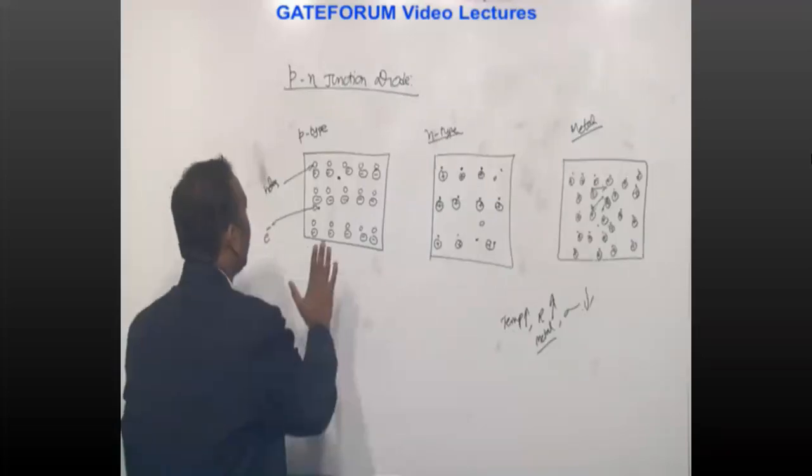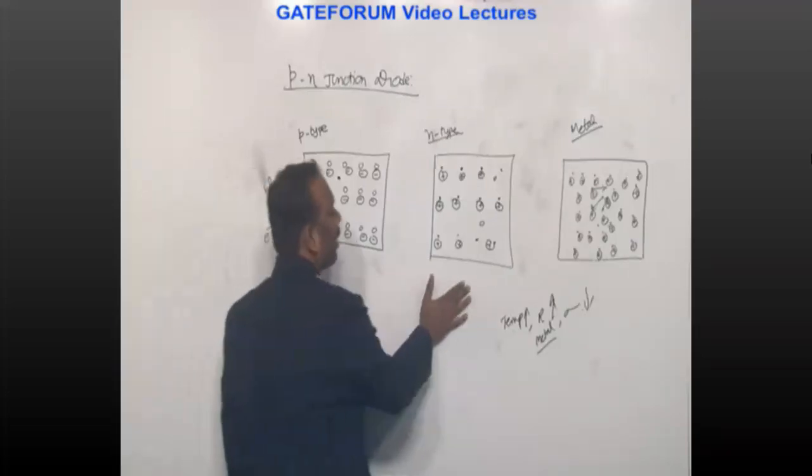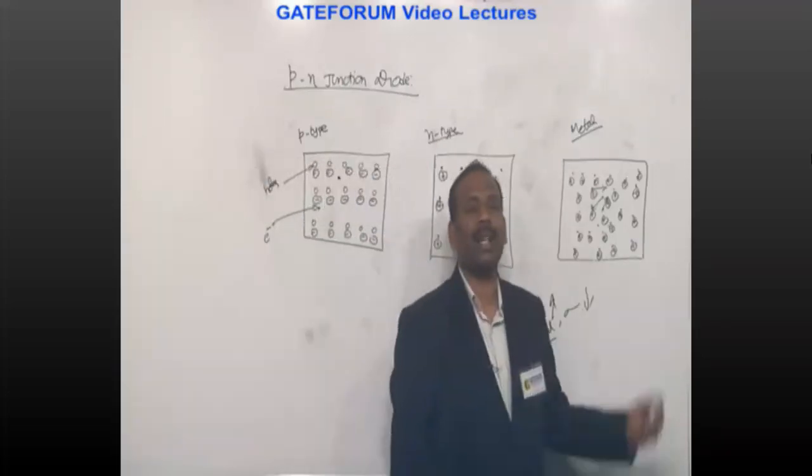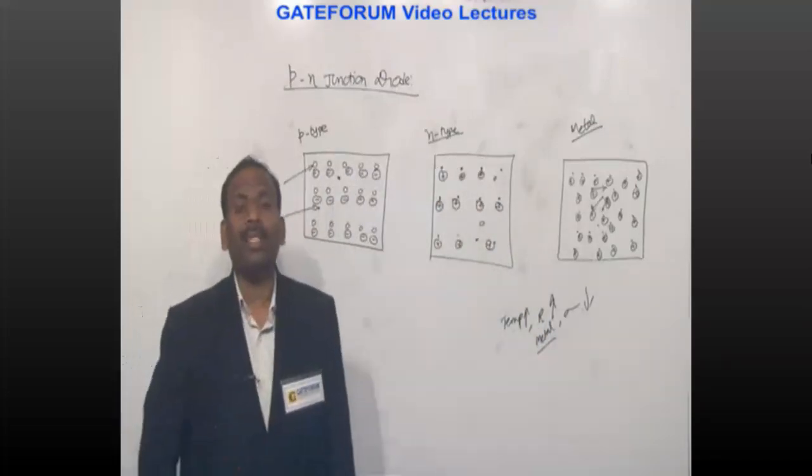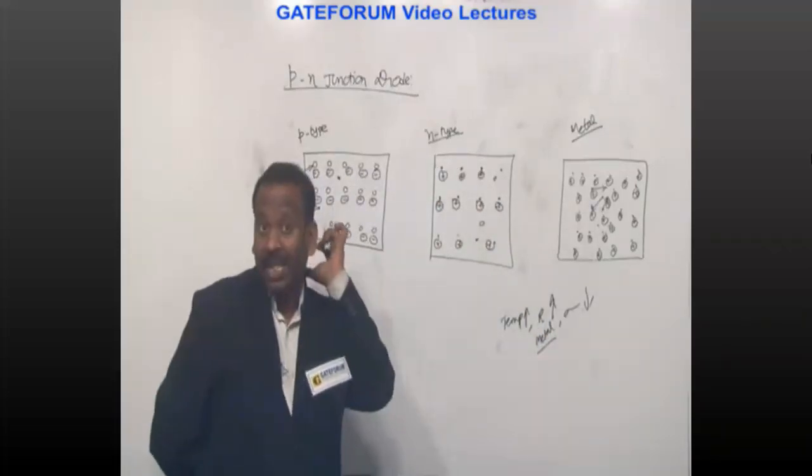Now, this is the representation of a p-type semiconductor. This is the representation of an n-type semiconductor. This is the representation of a metal. Now, how is a p-n junction formed?